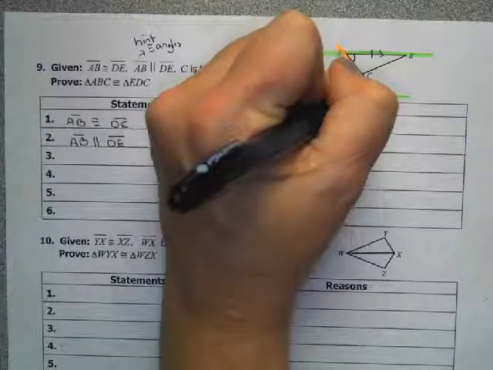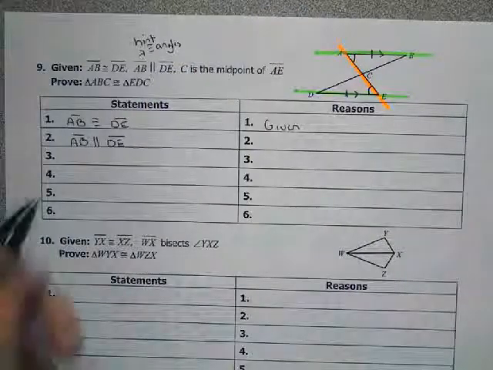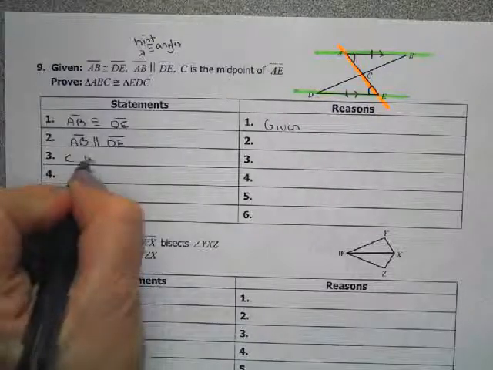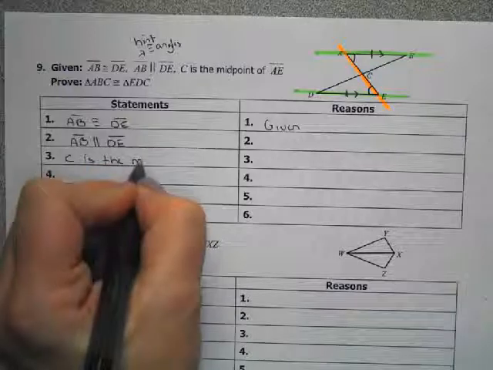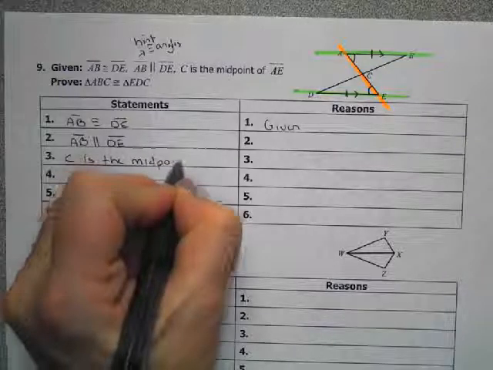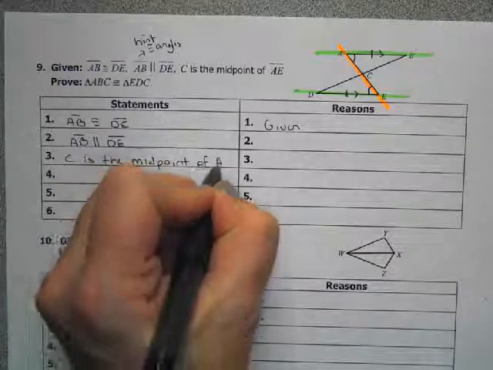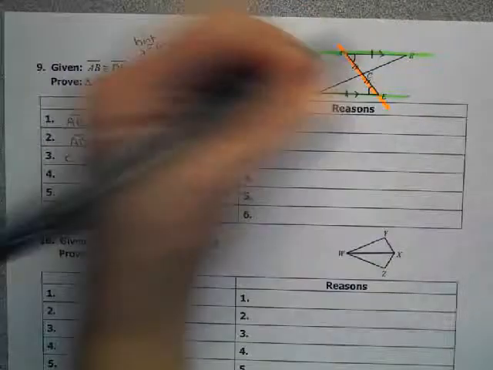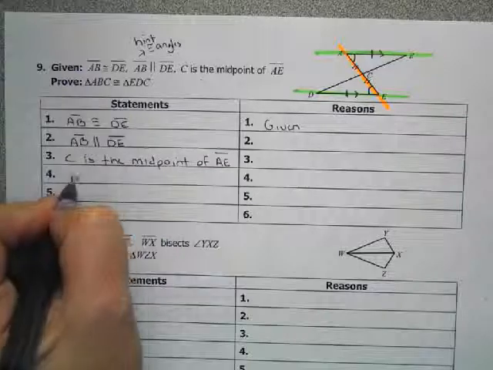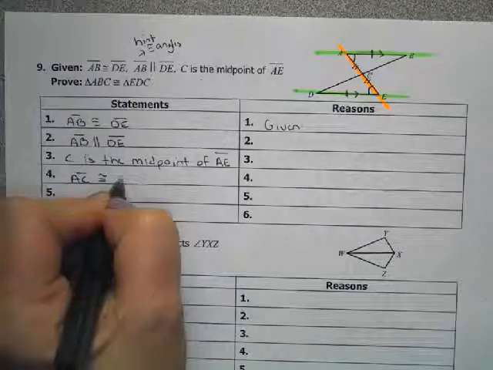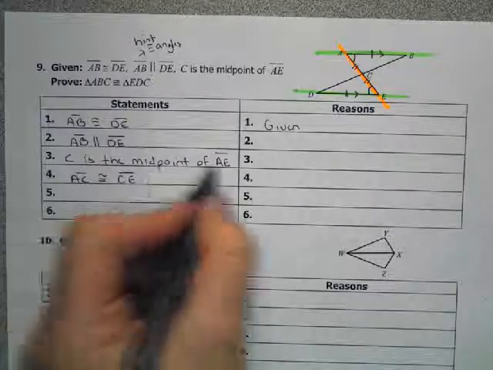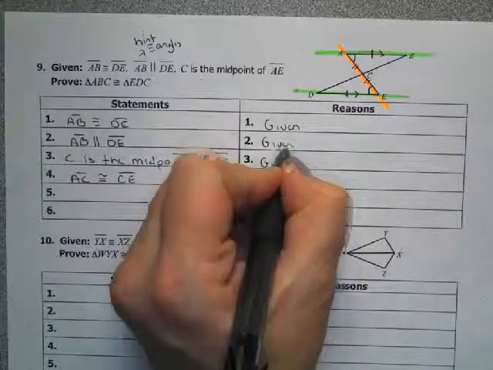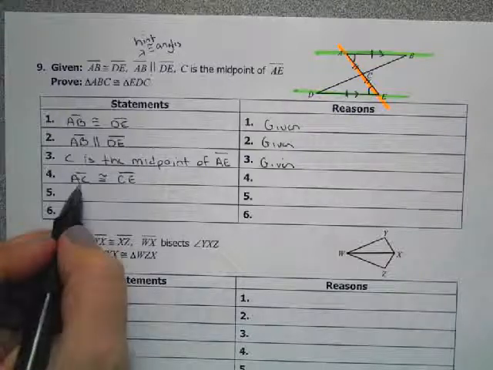angles. And then we have C as the midpoint of AE. So that means AC and CE will be congruent. So this is given, the first three. We know that AC is congruent to CE by definition of midpoint.